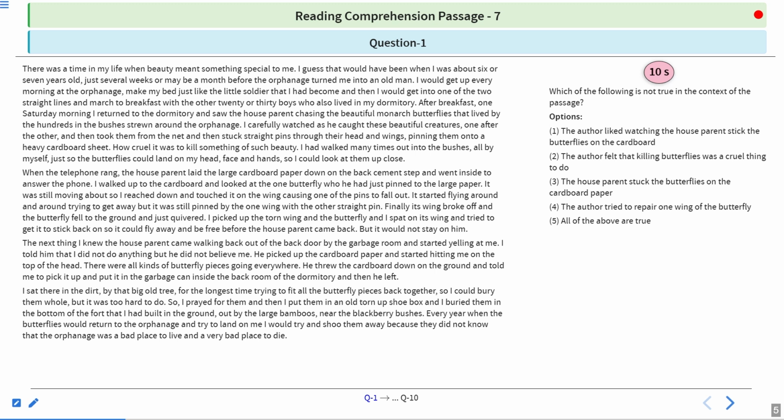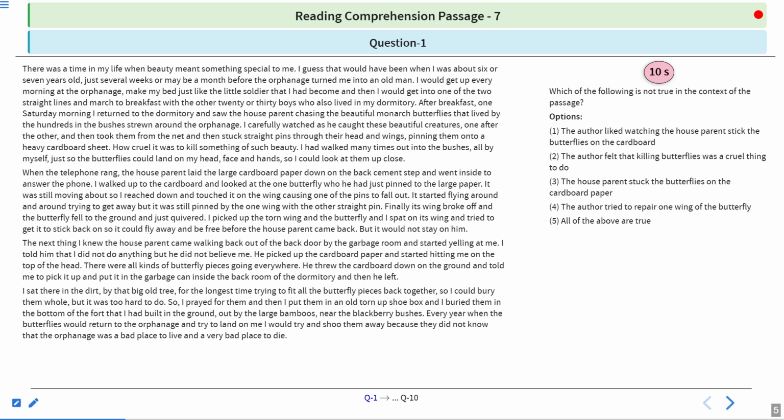After breakfast, one Saturday morning, I returned to the dormitory and saw the house parent chasing the beautiful monarch butterflies that lived by the hundreds in the bushes strewn around the orphanage. I carefully watched as he caught these beautiful creatures one after the other and then took them from the net and stuck straight pins through their head and wings, pinning them onto a heavy cardboard sheet. How cruel it was to kill something of such beauty. I had walked many times out into the bushes all by myself just so the butterflies could land on my head, face, and hands, so I could look at them up close.